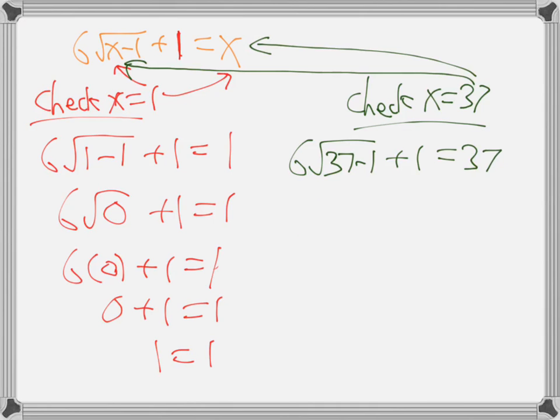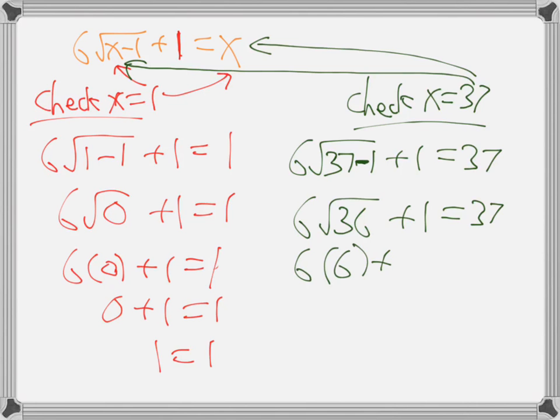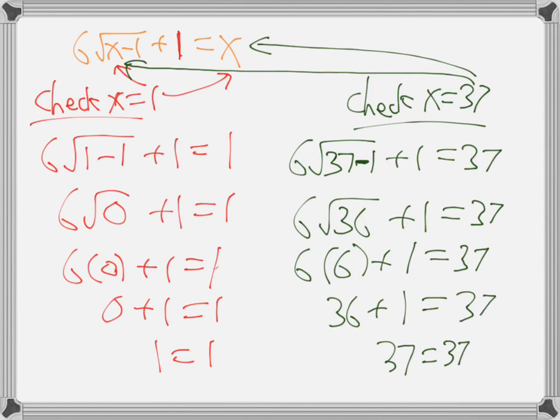I've heard the answer is yes. Let's see. So that would be square root of 37 minus 1. That would be 36. Square root of 36. What's square root of 36? 6. 6 times 6 is 36. Yeah, 37 equals 37 makes it true.